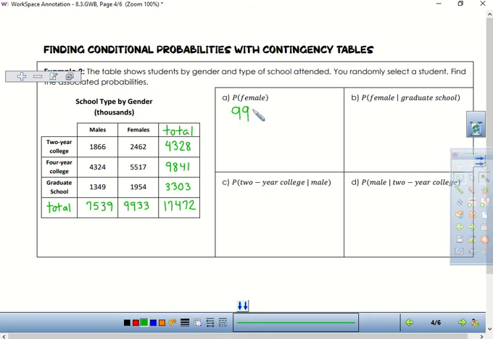Good, 9,933. And how many total students are there in general? Good, 17,472. So that's just the probability specifically of all the female students, right? So 56.9%.